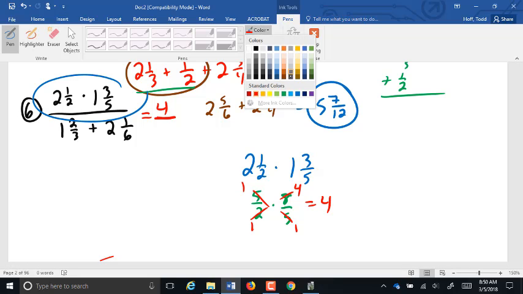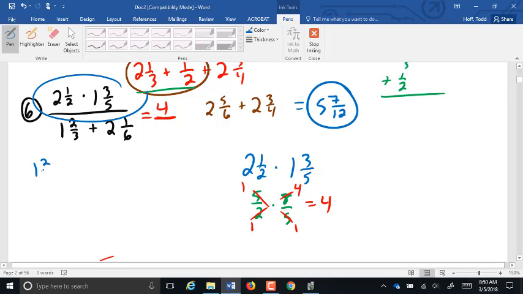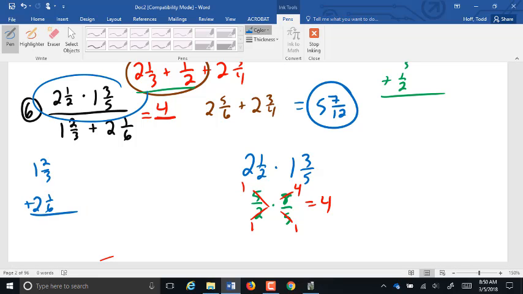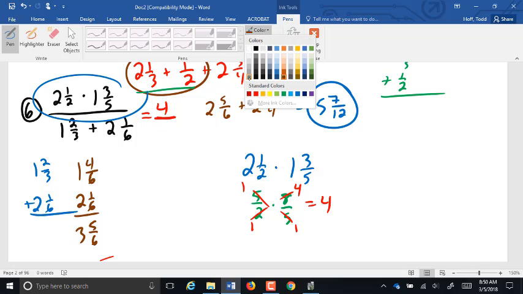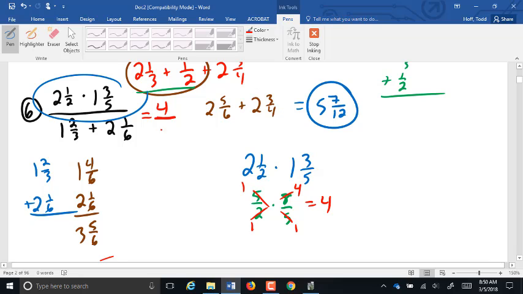On bottom, I have 1 2/3 plus 2 1/6. Common denominator is going to be 6. So 1 2/3 is 1 4/6 plus 2 1/6. That'll be 3 and 5/6. So that becomes 4 divided by 3 and 5/6.